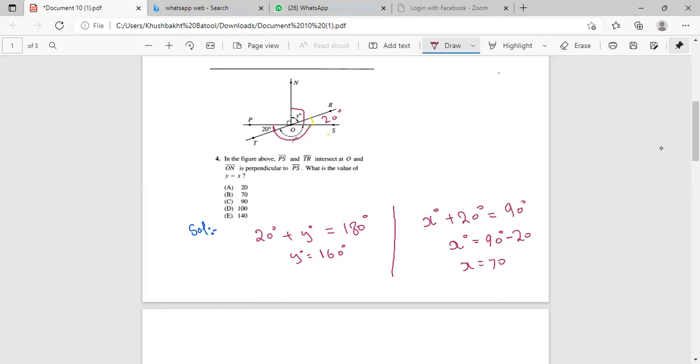And what is the answer? The answer is 70. No, the answer is not 70. Why? Because the question was to find y minus x. So y minus x is 160 minus 70, and that is 90. Okay, so C is the answer. Is it clear? Yes, ma'am. Okay.